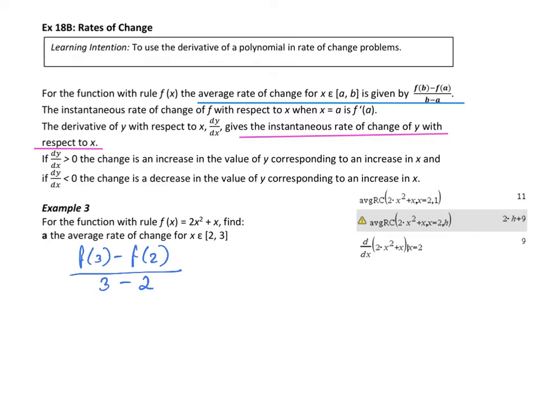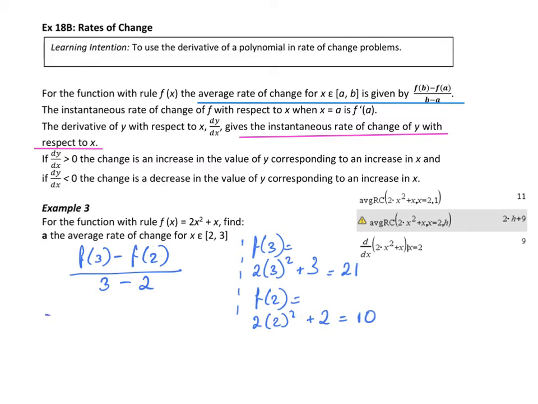So let's work over here and work out what f of 3 is. We're substituting it into our rule and we get 2 times 3 squared plus 3. 3 squared is 9 times 2 is 18 plus 3 is 21. What about f of 2? f of 2, substituting it into our function, and you get 2 times 2 squared plus 2 is equal to 2 squared is 4 times 2 is 8 plus 2 is 10.